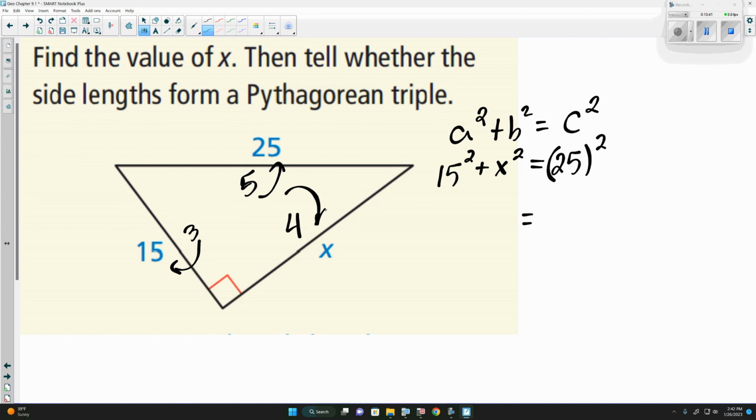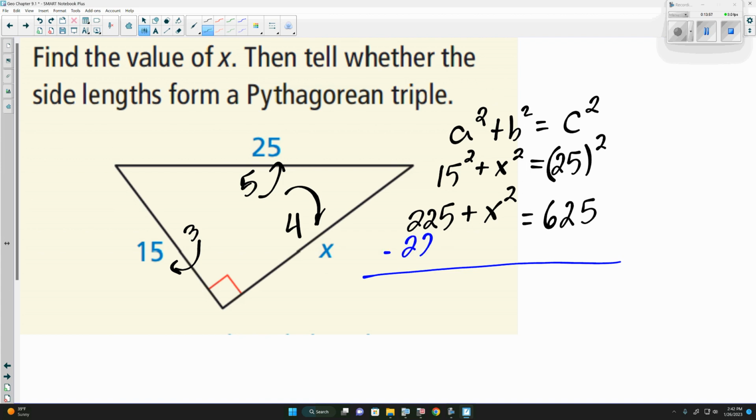Let's verify. 25 squared is, I believe, 625, yes? 15 squared is 225? I've done both of those earlier today, or I have them memorized, one of the two. 625 minus 225 is? Now the square root of 400. Yes.